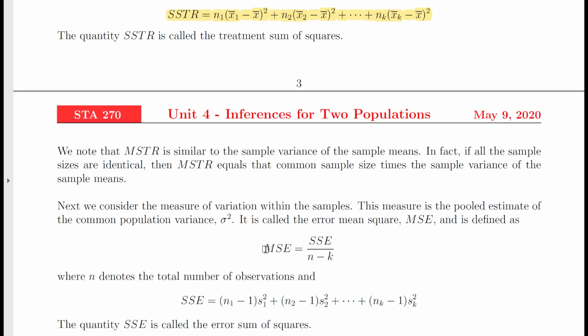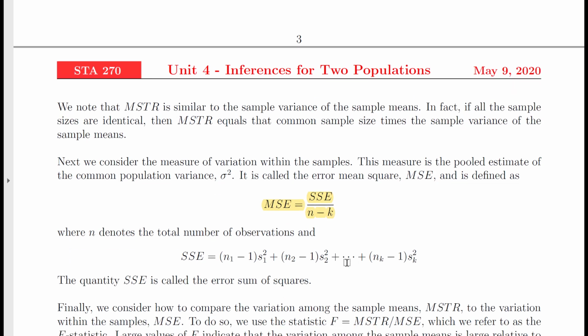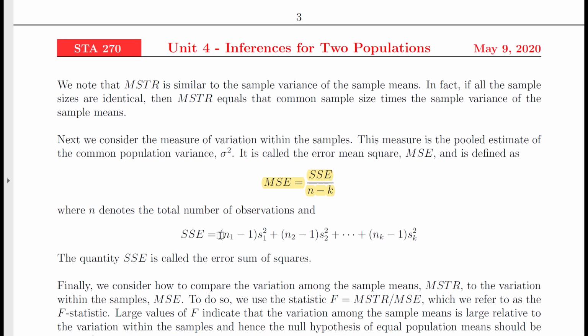Another value that we're going to have to compute is called the error mean square, which is MSE. And the error mean square is found by taking the error sum of squares, SSE, divided by the total number of observations minus the number of populations. And the way we compute SSE is the sample size for each individual population minus 1 times the variance for that particular population.